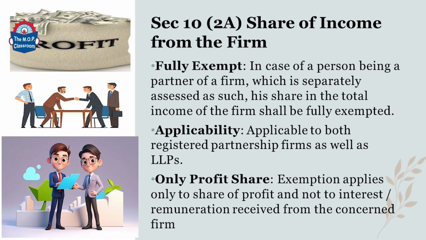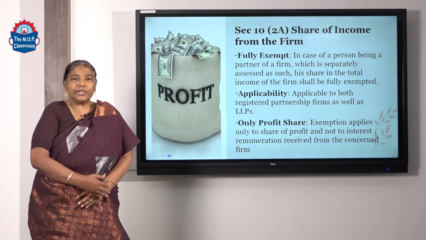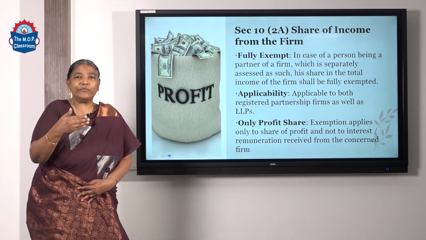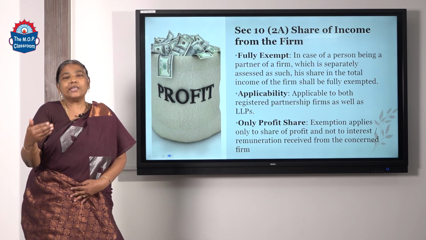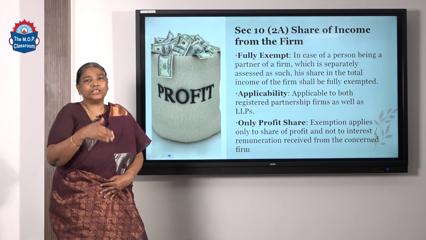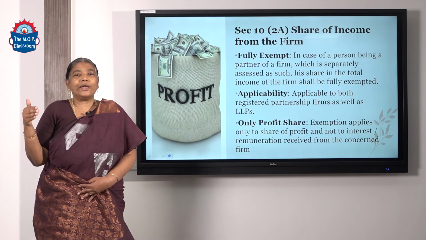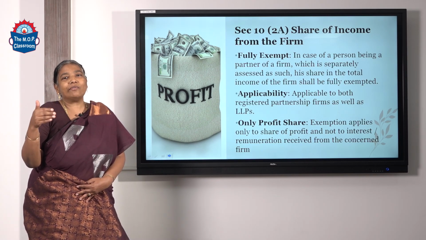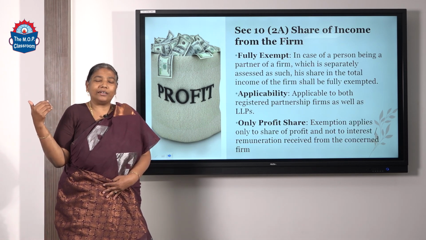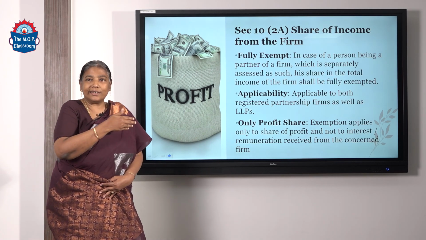Now the next one is the share of income from a firm in the hands of a partner, Section 10(2A). The share of income which a partner receives from a firm is exempted in the hands of the partner. For every exemption there is some logic behind it. A firm is a separate taxable entity and pays tax on its income. That income is then divided among the partners of the firm, so the same income shared among the partners is not taxable in the hands of the partner.